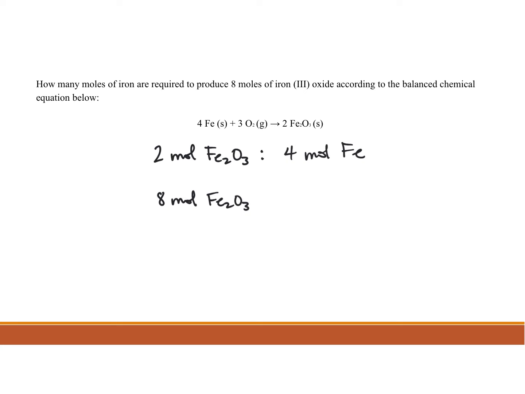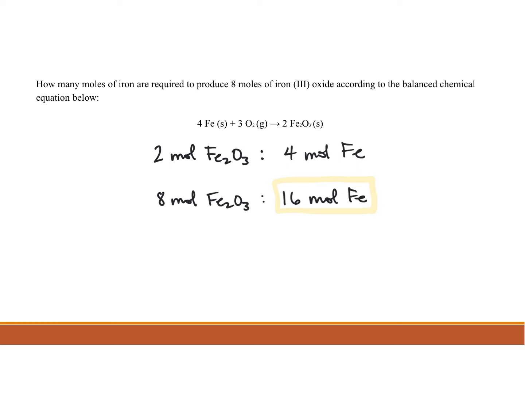So in this case, you would multiply the 8 by 2, and ask yourself if that makes sense. Because when you multiply 8 by 2, you get 16 moles of Fe. And that would be your final answer. Okay.